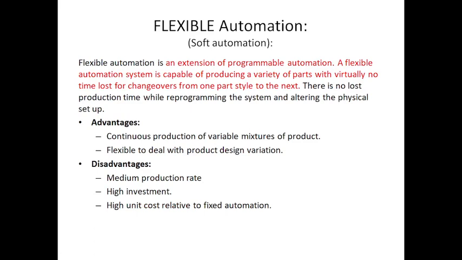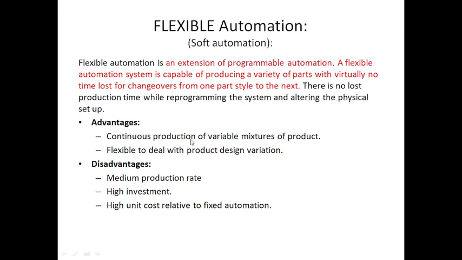Then the third type is flexible automation. It is an extension of programmable automation. This system is capable of producing a variety of parts with virtually no time lost for changeovers from one part style to the next. So this is a mixture of fixed automation and programmable automation. In this, the lot sizes can be bigger and you can have flexibility in design variation, but not that much, because you are compromising between flexibility and mass production.